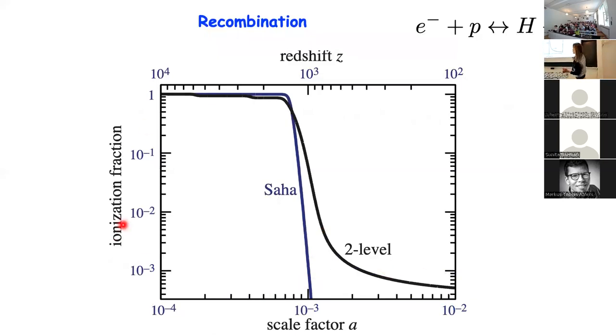Early universe there, late universe here. So we are going from a completely ionized universe to a universe in which the free electron fraction is basically zero, because the electrons are tightly coupled to protons now, forming neutral hydrogen. As a function of the redshift, this happens at a redshift of 1,000 or so, when the universe was 300,000 years old.